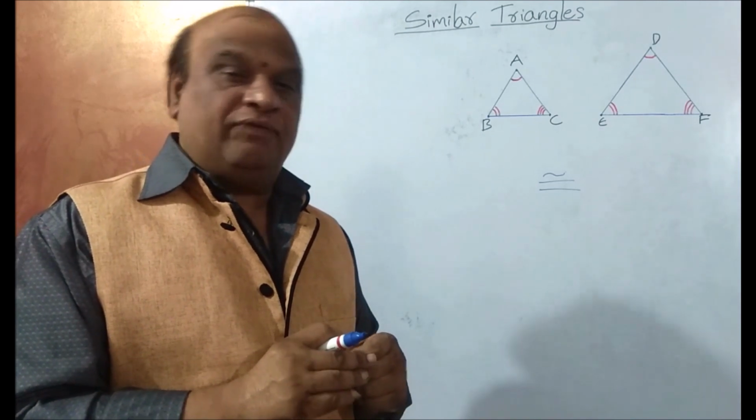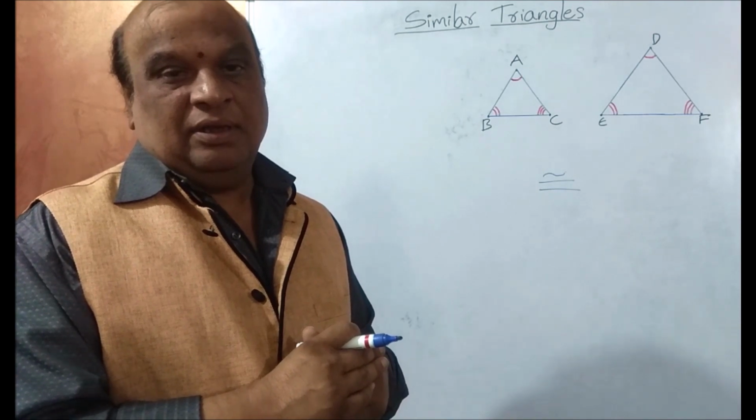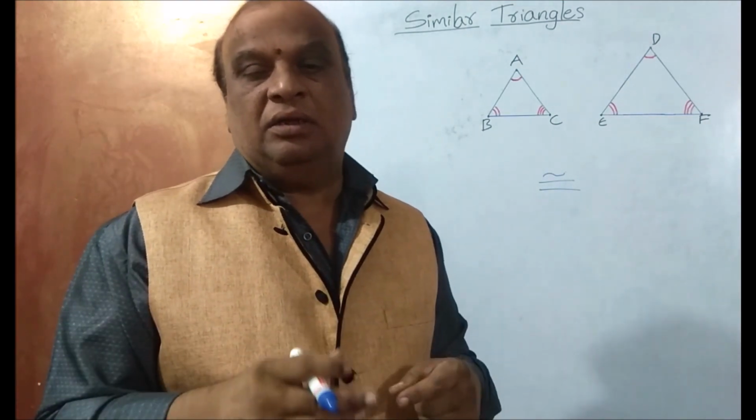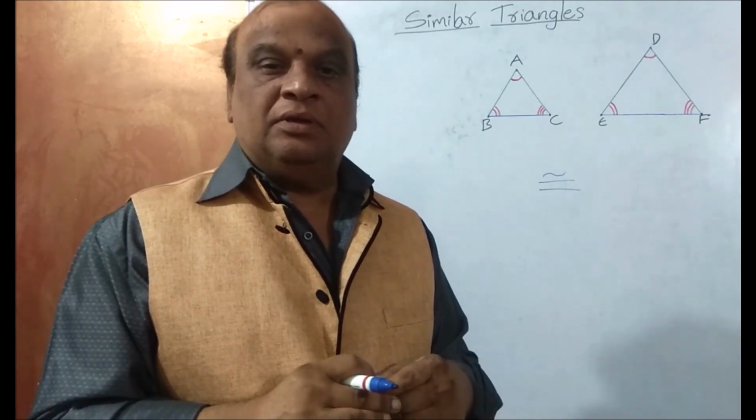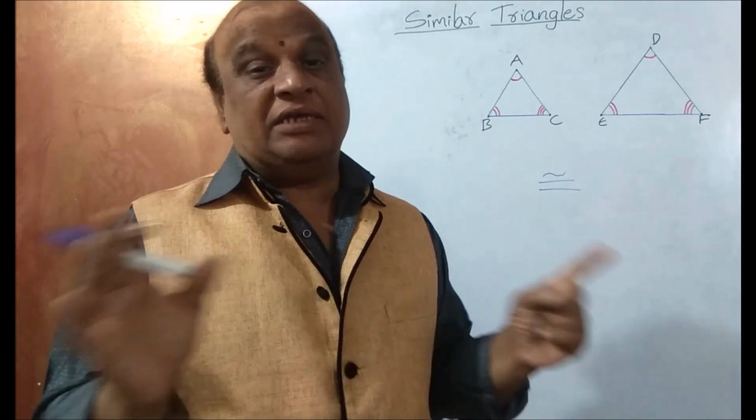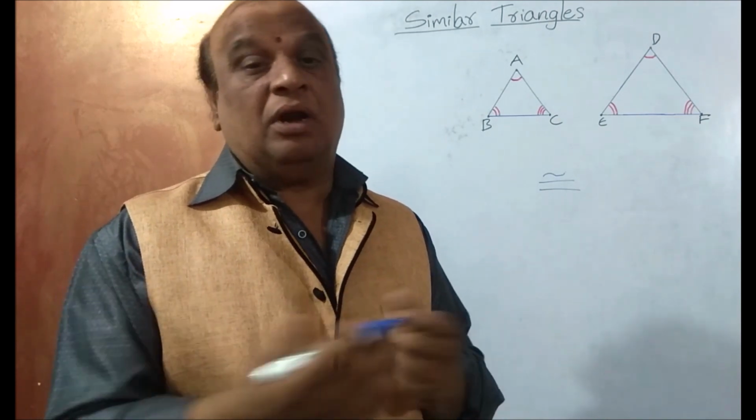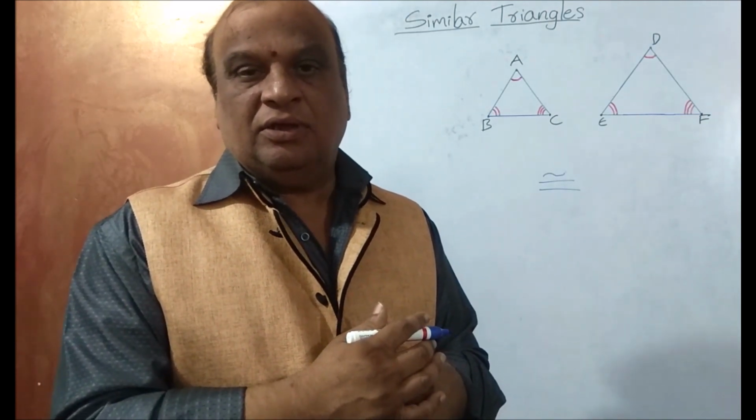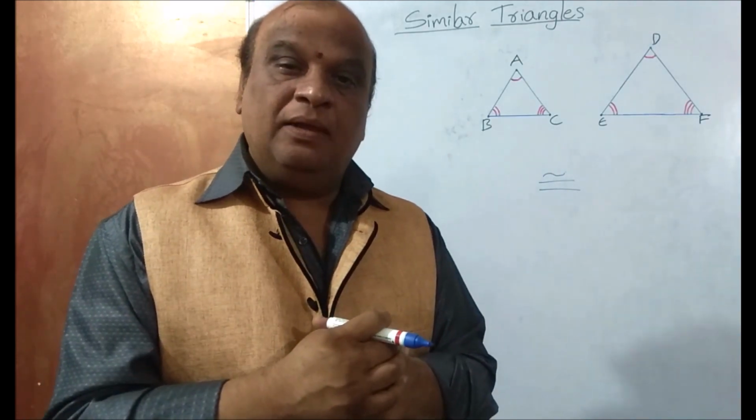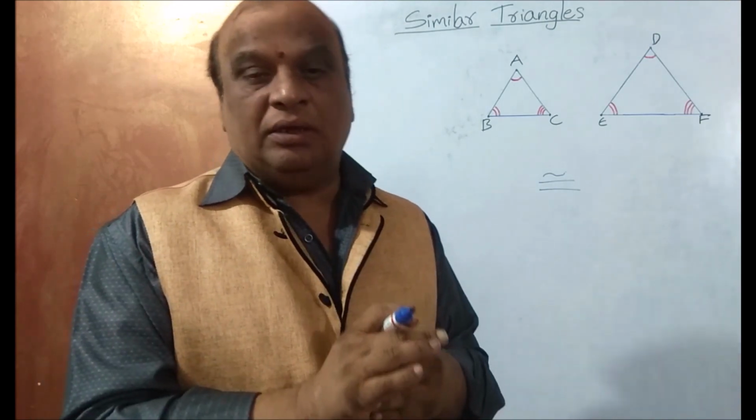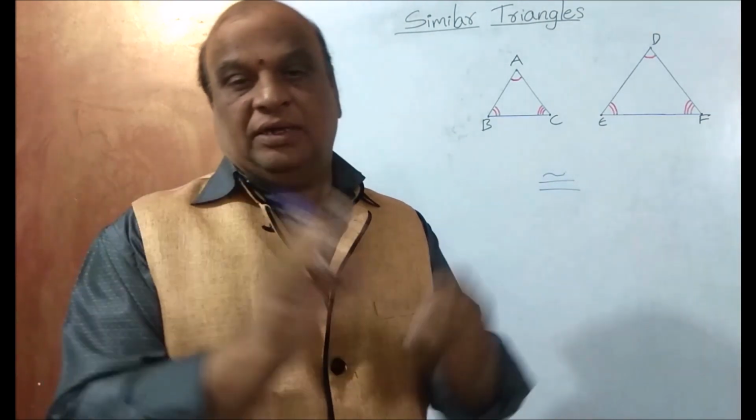Where do we observe similar figures in our daily life situations? Take the wheel of a bus and compare it with the scooty tire. Both are circles, but the size is different. They are similar figures. Same shape, but not same size. So, what is the definition of similar figures? If 2 figures have the same shape but not the same size, they are called similar figures.